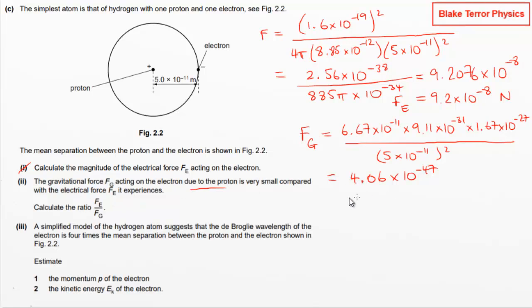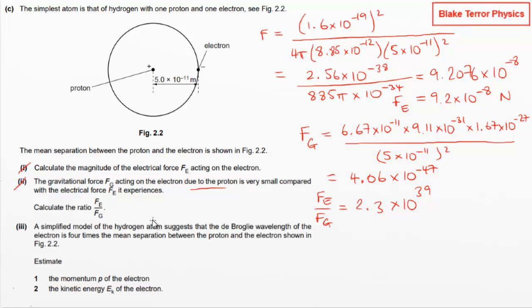And then we need the ratio between the two. So Fe divided by Fg is equal to, what was our Fe again? 9.2076 divided by that. So 2.3, and we'd have 39 left, wouldn't we? So 10 to the 39.